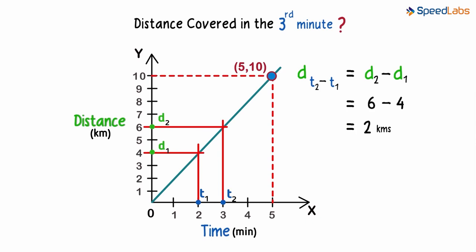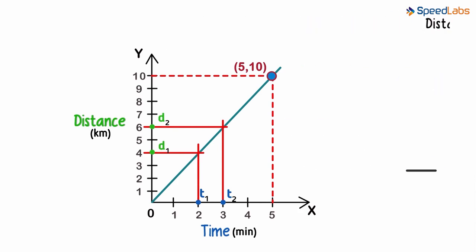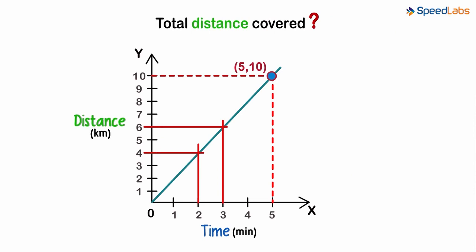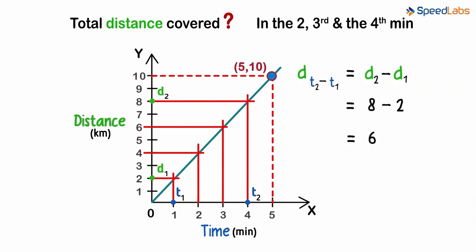I know what you must be thinking right now. Did we need to do all this? Probably not, because we already know that this vehicle is travelling at a uniform speed of 2 kilometers per minute, which is why this is a straight line. But it is a good idea to understand this graph really well. So if I ask you the total distance covered by the vehicle in the 2nd, 3rd and the 4th minute, you would draw 2 vertical lines like this and then 2 horizontal lines to find the total distance covered. 6 kilometers in 3 minutes.